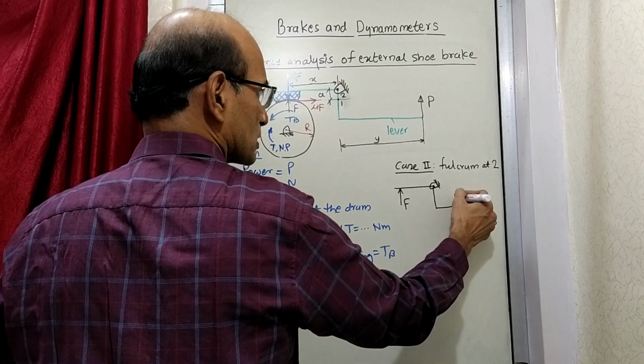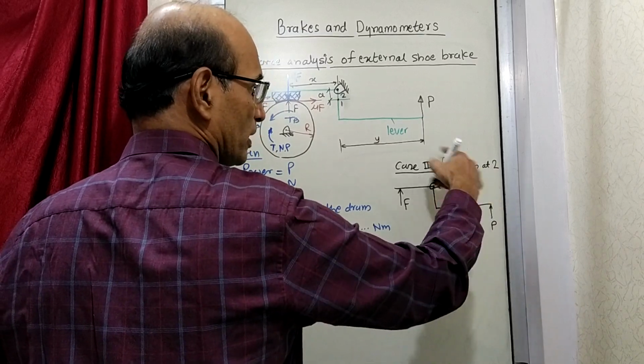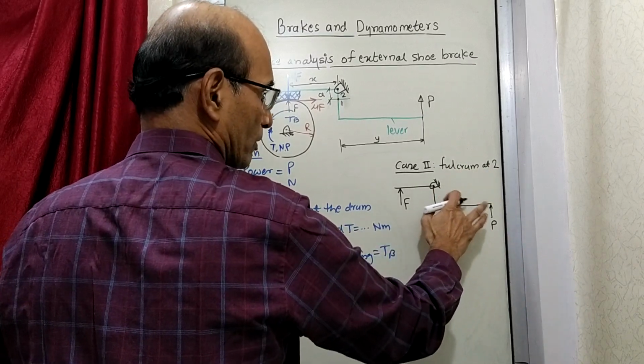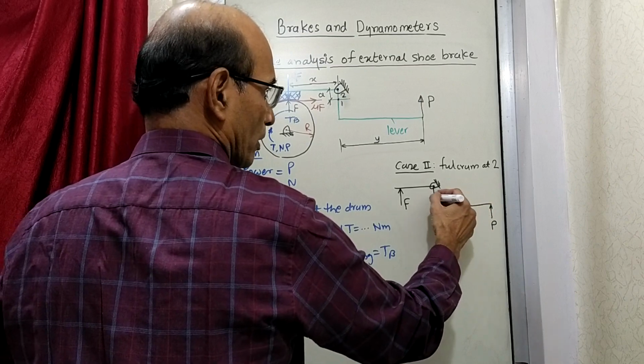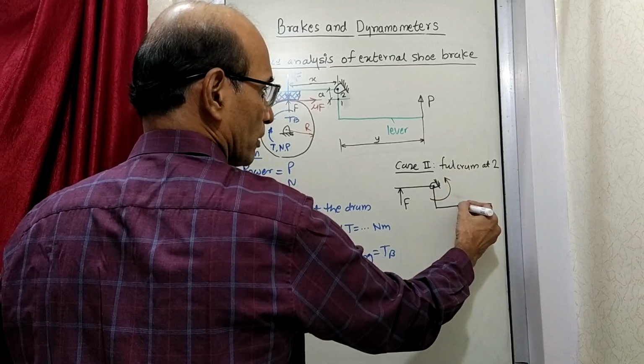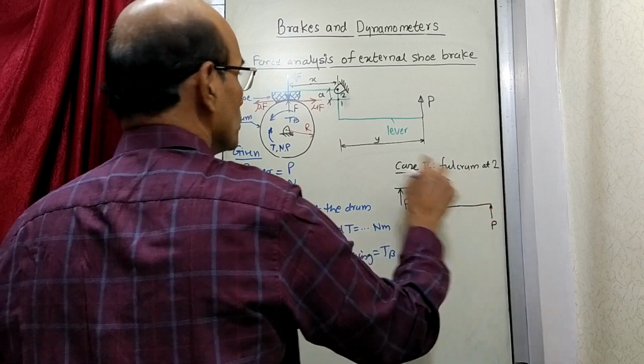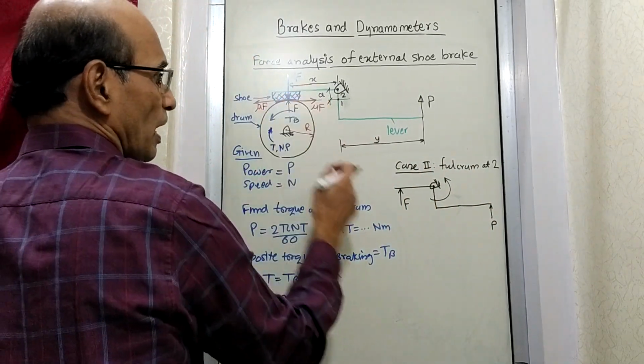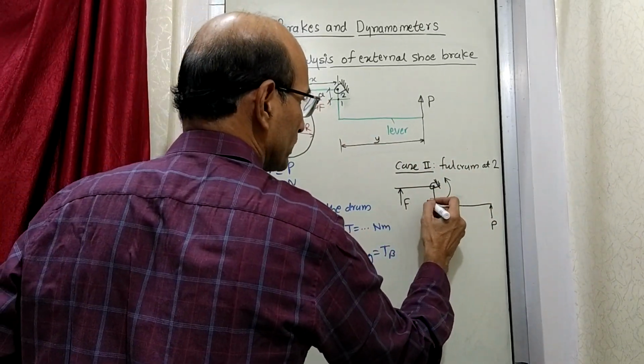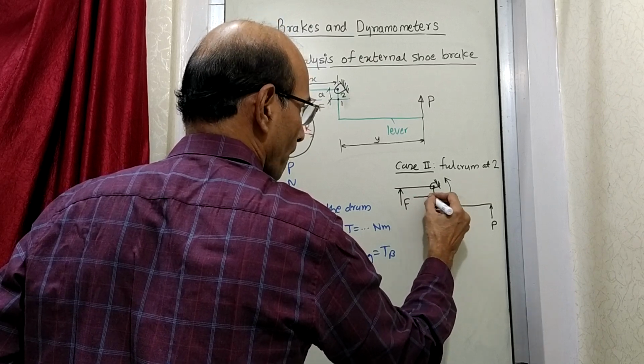You have seen here just now that P is causing anti-clockwise movement. So like that, mu F is also causing anti-clockwise movement. So where is mu F acting? Mu F is acting here.